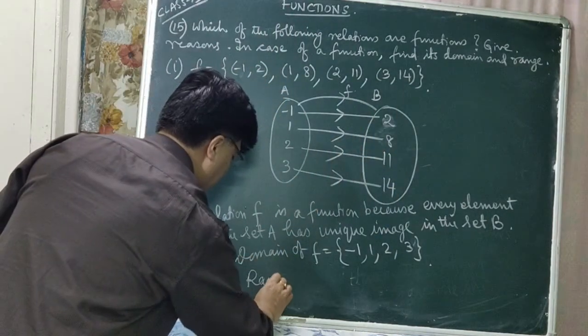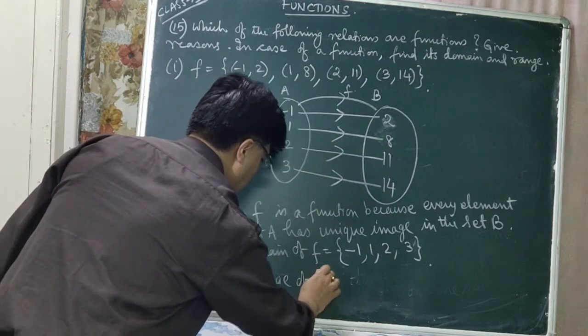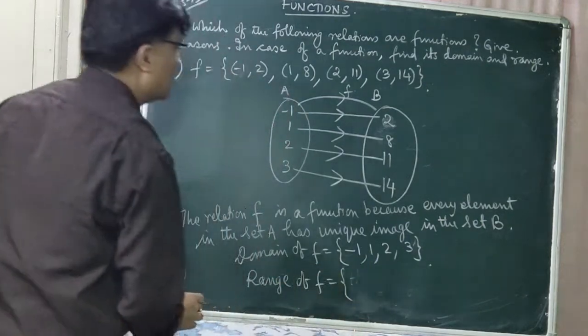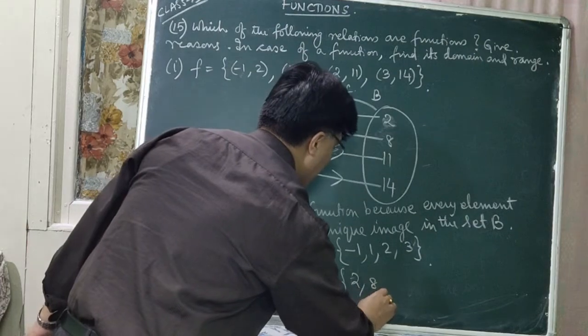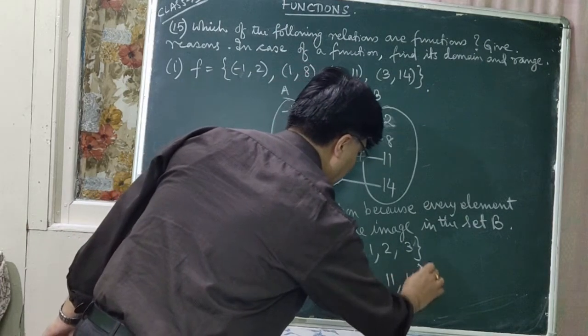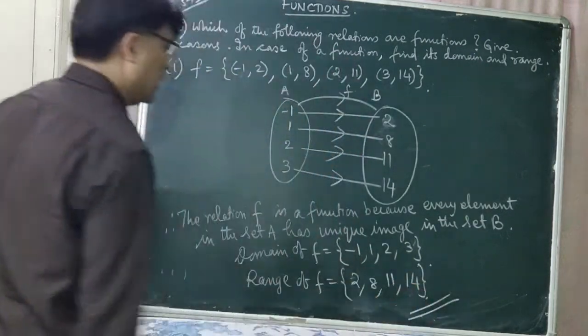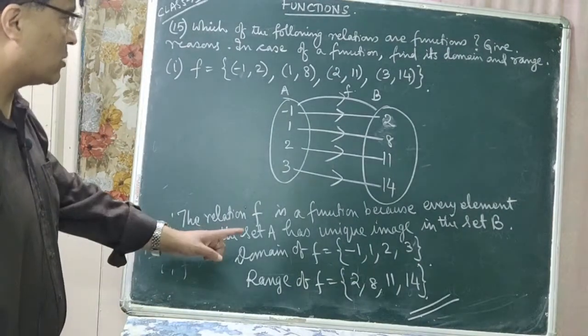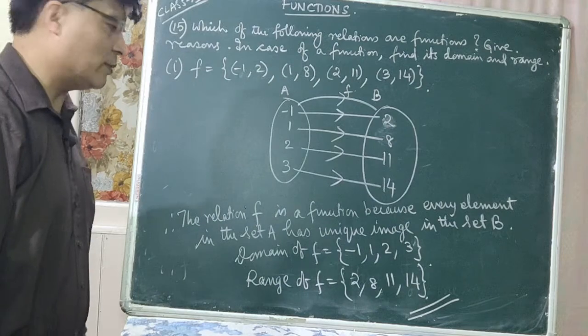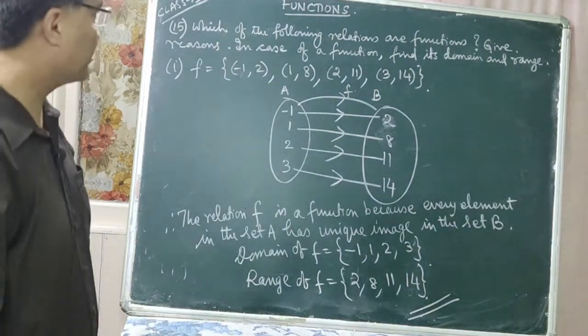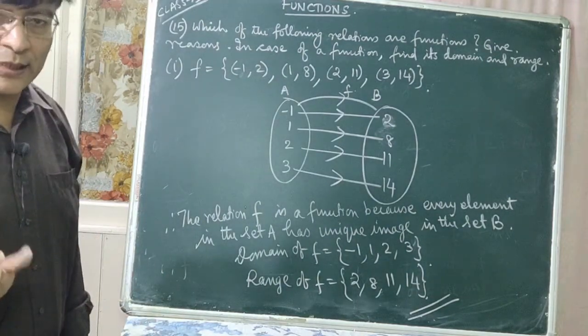So what is the range of f now? The range of f is 2, 8, 11, 14. So these are the answers. The range of f is 2, 8, 11, 14, and the domain of the function f is -1, 1, 2, 3. So I think you have understood it. You can copy it.